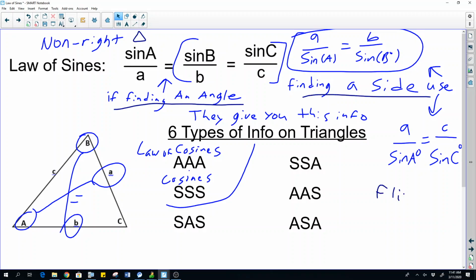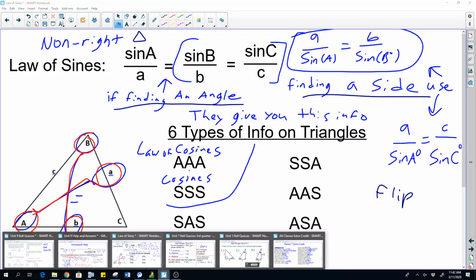Flip it like a Polaroid picture. Oh, that's shake it. But still, flip it. We get A over sine A equals B over sine B, or A over sine A equals C over sine C, or C over sine C equals B over sine B. Basically there's a relationship on a non-right triangle of an angle with its matching side equaling another angle with its matching side. Cool. Then we'll jump right into the homework problems.